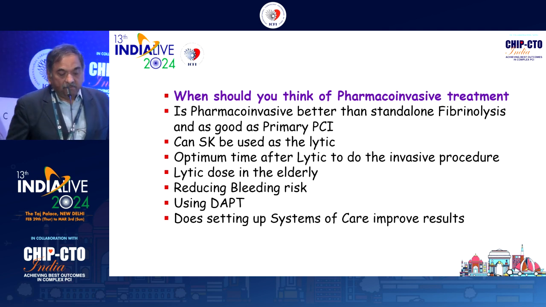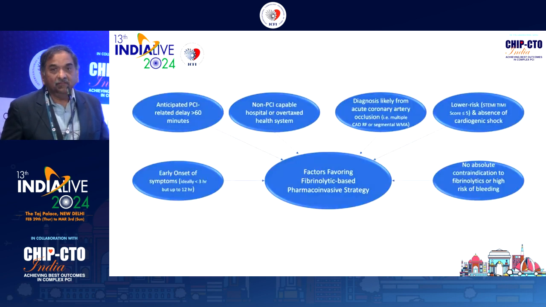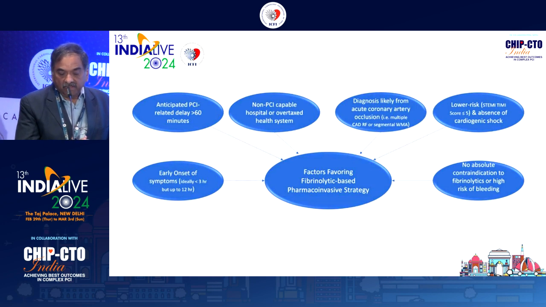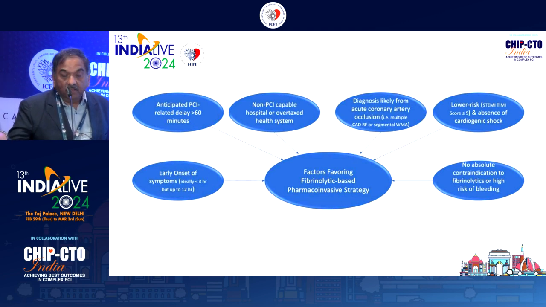So here are the 8 points that I will quickly touch upon, 8 slides. When should you think of pharmacoinvasive treatment? And I think this is very clear in a country like ours. First, of course, there should be no contraindication to fibrinolytic therapy. Early onset of symptoms, the earlier the better. If you do it within 3 hours is the best time, if you can do it within the first hour.